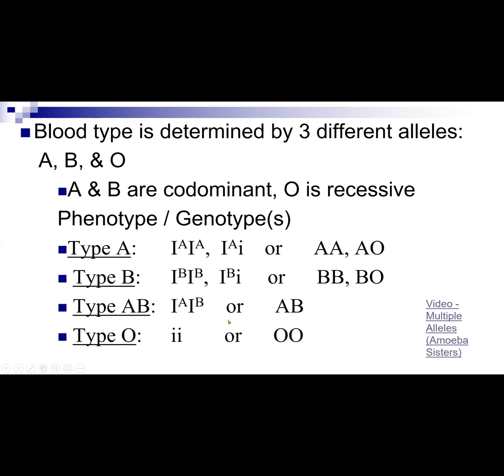And type O blood, if you're using the formal notation, you're using two lowercase i's for type O blood. I know it's weird sounding, like why am I using i's for O? That's just because it's recessive, and we're showing that you need two of the recessive alleles for it to show up in the phenotype. The shorthand way is writing two O's.